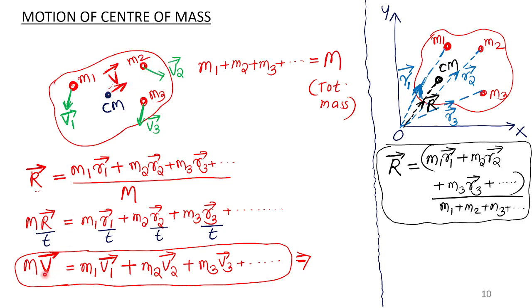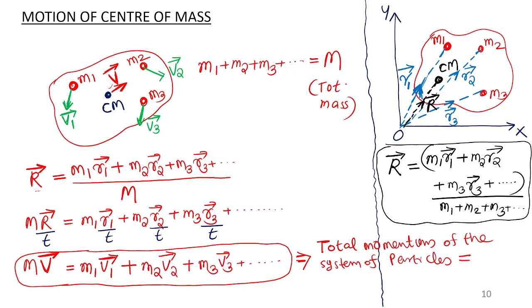So mv is simply said to be the total momentum of the system. Let me write it in a sentence. Mass into velocity is actually momentum, right? I will repeat, don't worry. Let me write the equation: total momentum of the system of particles.